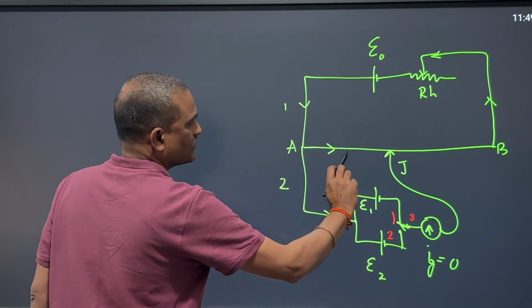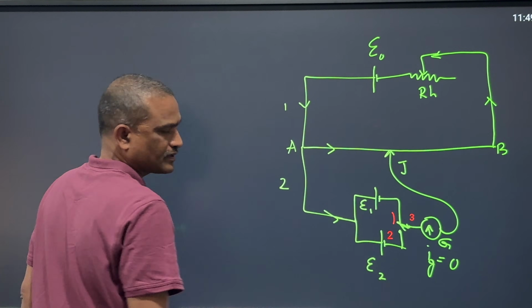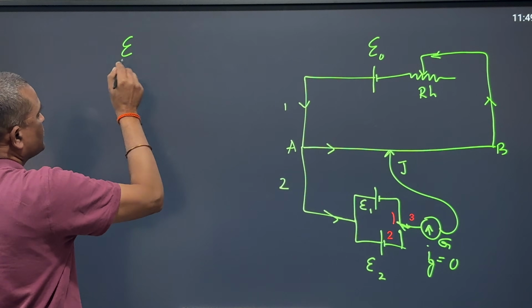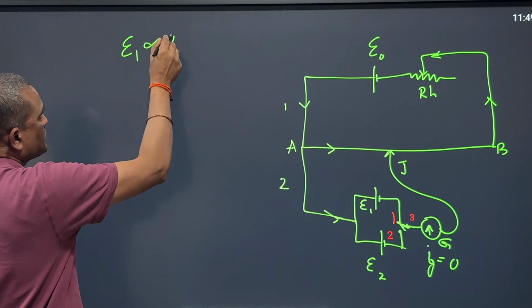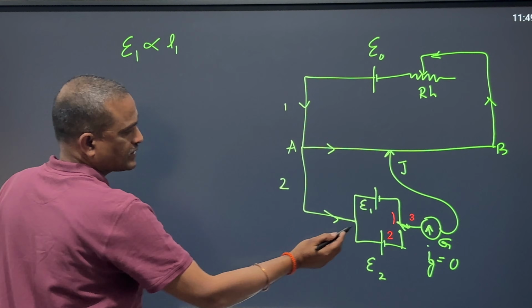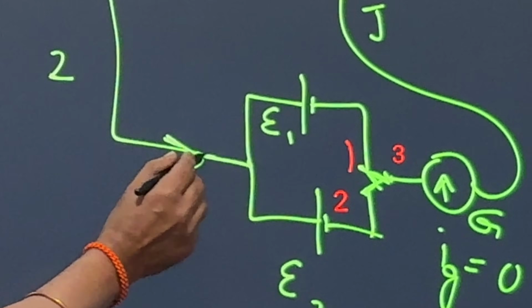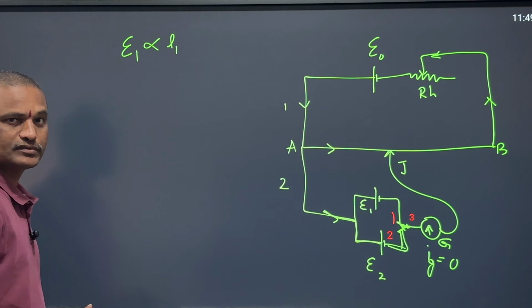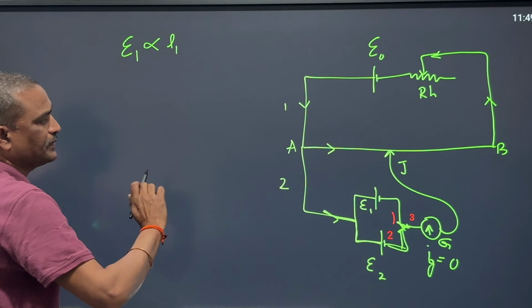I move the jockey from A to B till the null deflection appears in the galvanometer. From the basic principle of potentiometer, the potential drop E1 is directly proportional to the balancing length L1. I repeat the same by disconnecting keys 1 and 3. Now I connect 2 and 3. So current goes through E2 only. So E1 is disconnected and E2 is connected. Now I repeat the same.